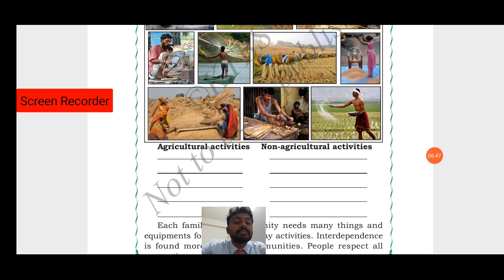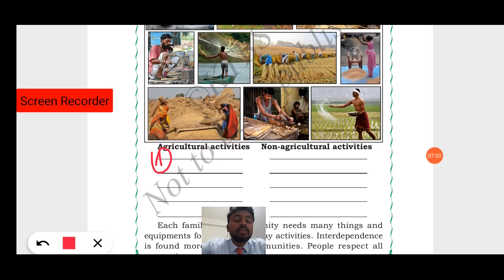See students, the first one is agriculture activities. You can also observe the pictures. Some are agriculture activities, some are non-agriculture activities. Take a pencil. Okay, page number 34. First, in the agriculture activities, write the first one: cultivation of the soil.